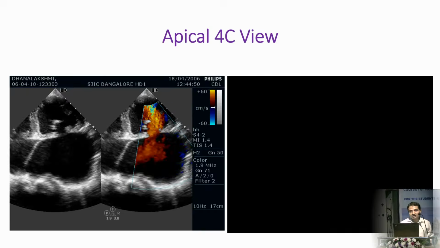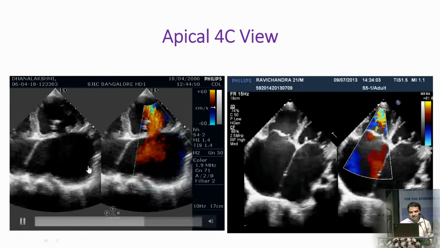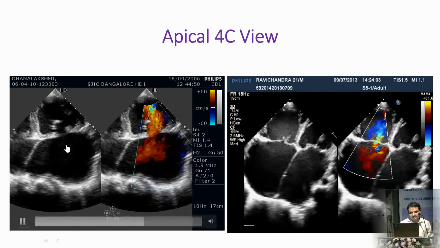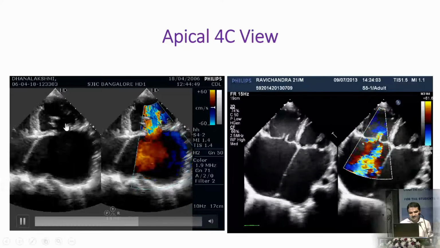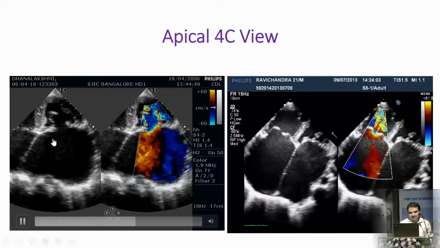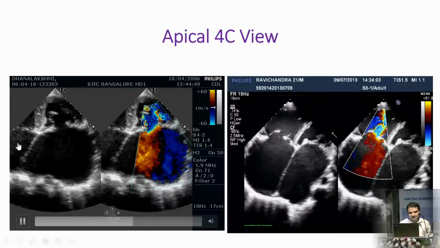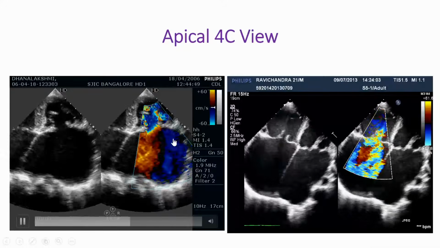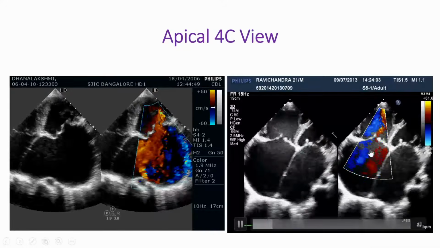And then we go for the apical 4-chamber view, wherein we can see this is the left atrium, left ventricle, this is the mitral valve, and this side comes the right atrium, right ventricle. Here we can see severe MR and severe TR.